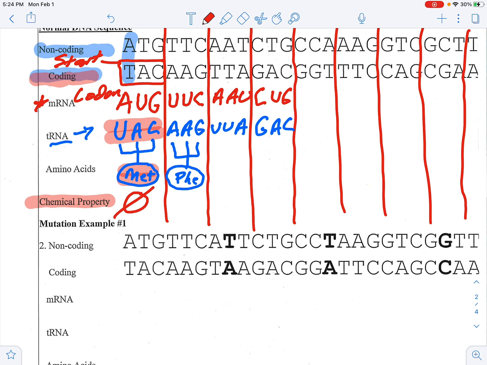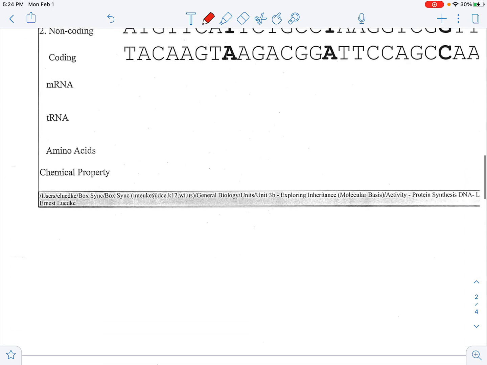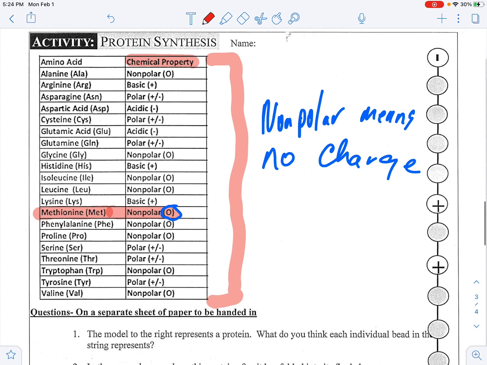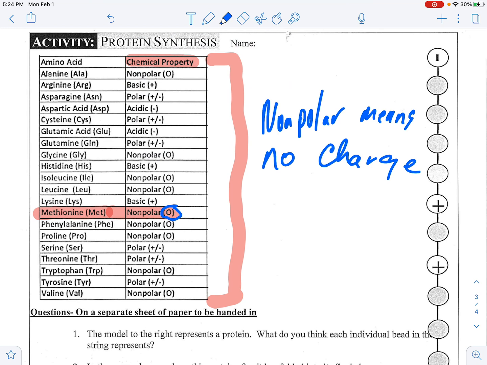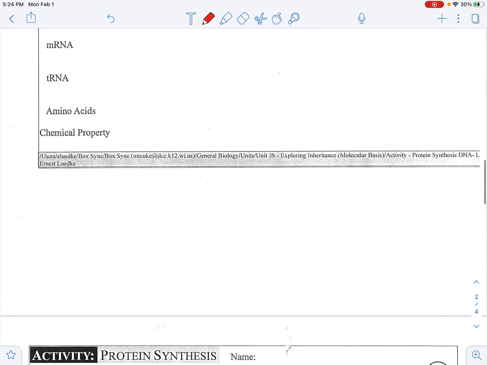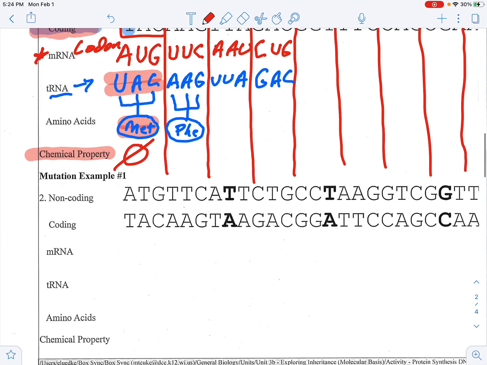Then I want to know the chemical property of the next amino acid. So we go down, we look at the next amino acid, which is PHE, which stands for phenylalanine, and we notice that this one is also nonpolar, no charge. So all we're going to do is write what's inside the parentheses right there. So we go right here, and again, we're going to write a 0 for no charge.